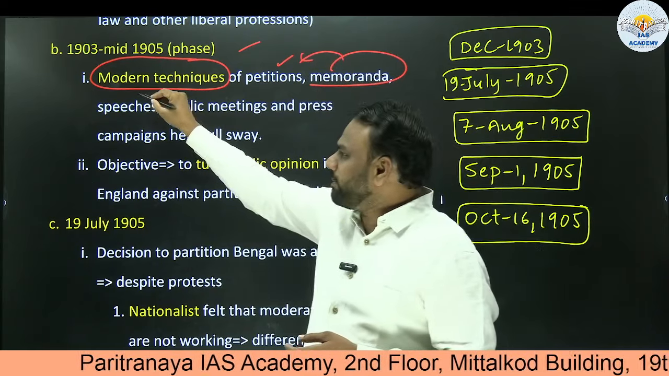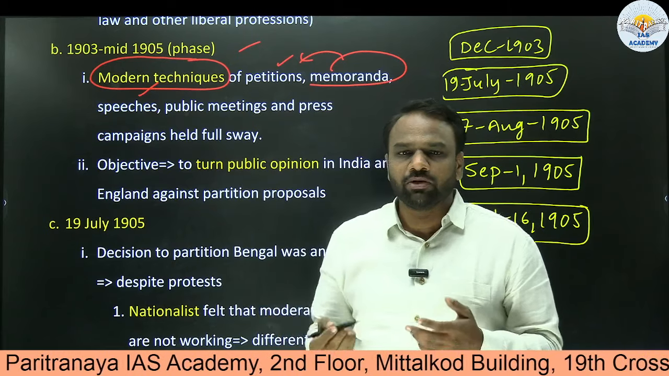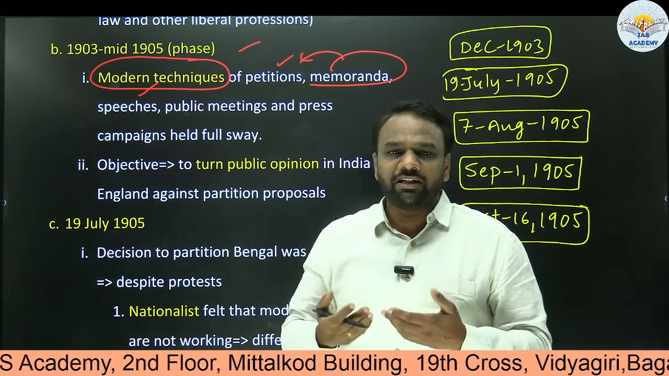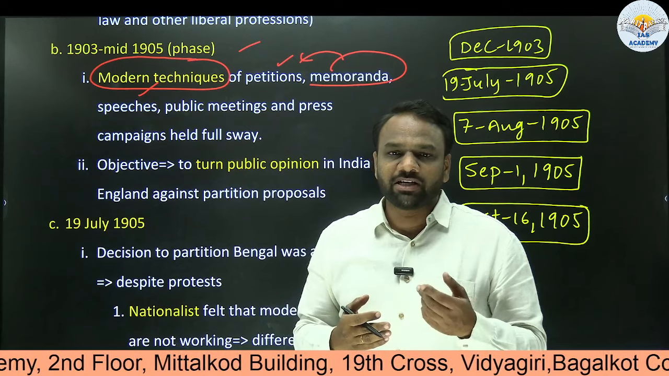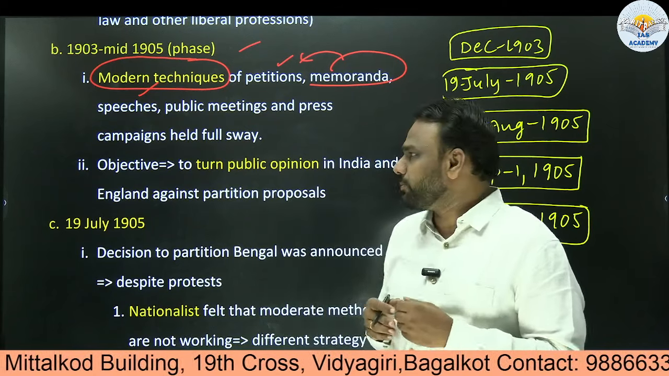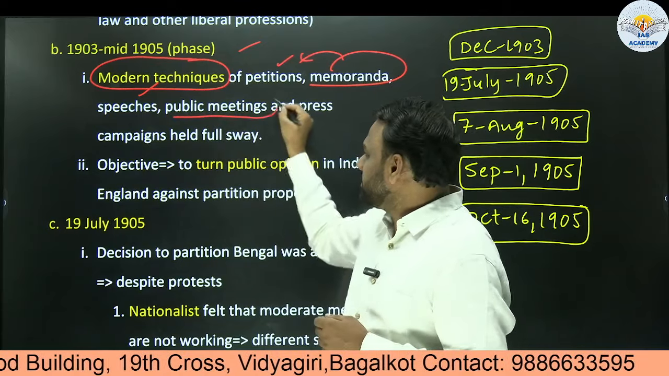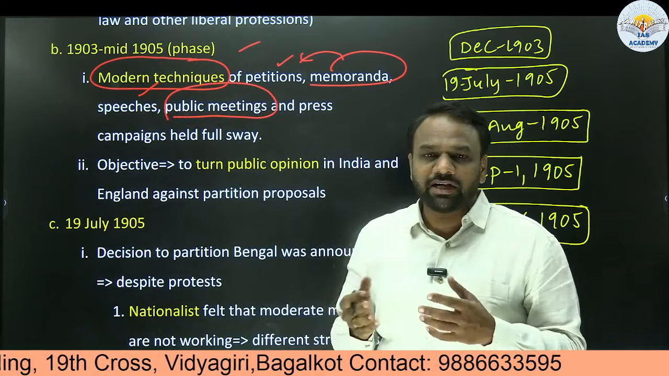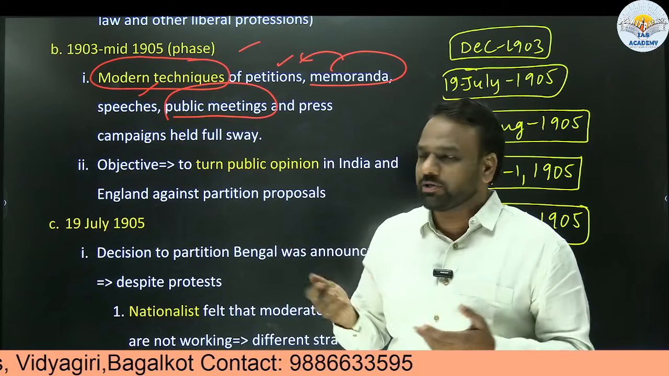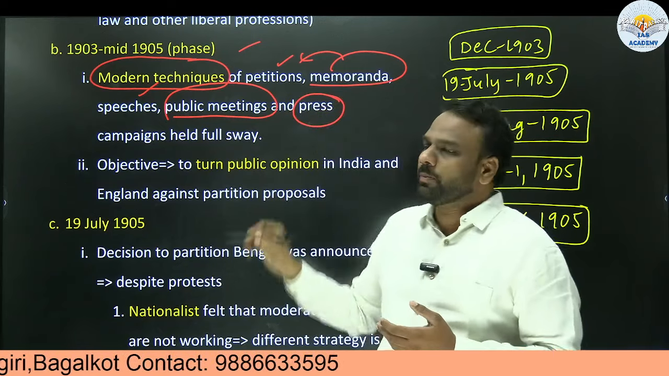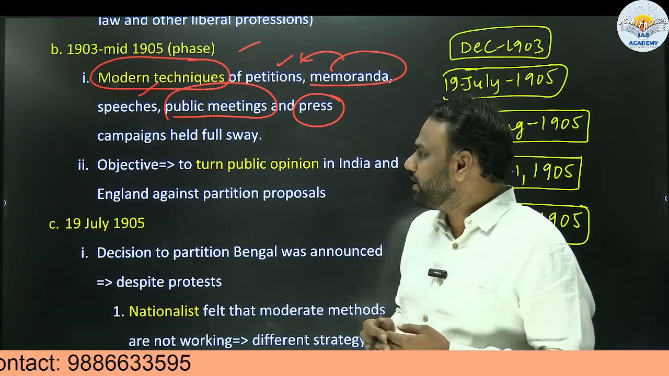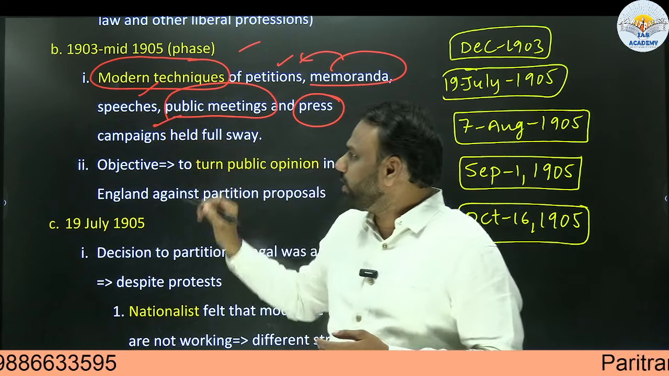And making public speeches. Most of the public will be unaware of the partition and all. So through speeches, conveying the messages to the public and also conveying the message that it is going to harm India's future or prospects. Next, public meetings. They used to conduct public meetings and inform the people. So these are the various ways of disseminating the information, and also press. Through newspaper articles and all, information used to get disseminated. So all these campaigns were going on during this phase.